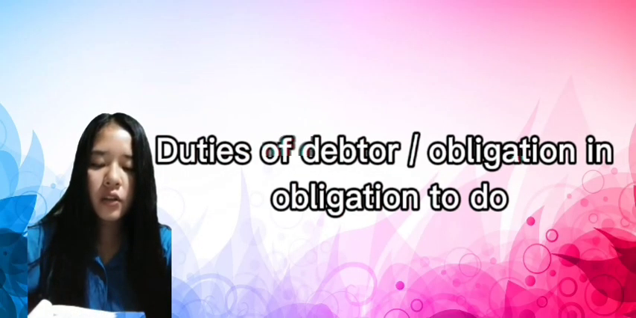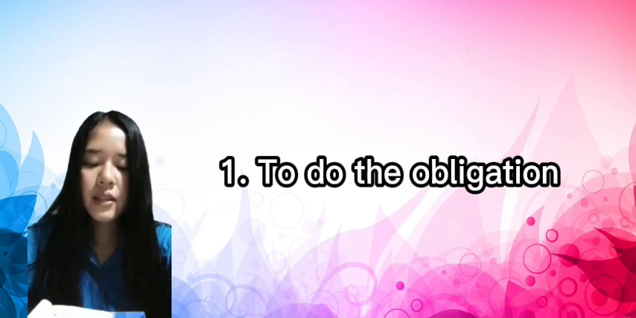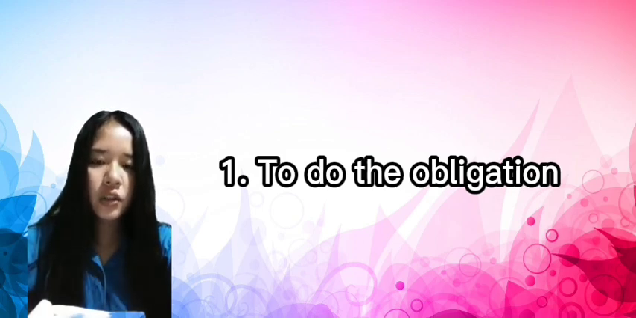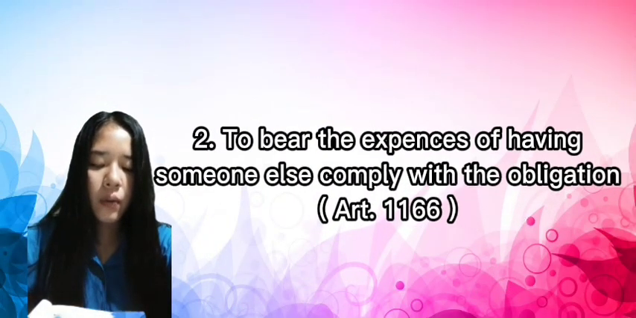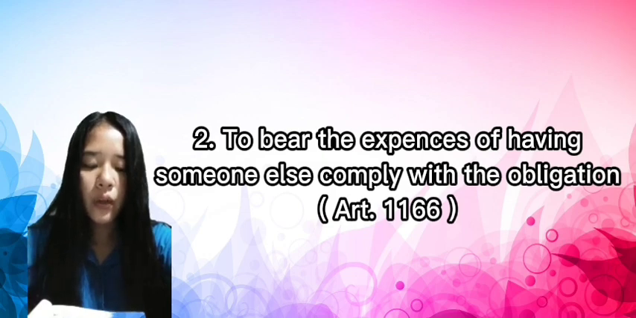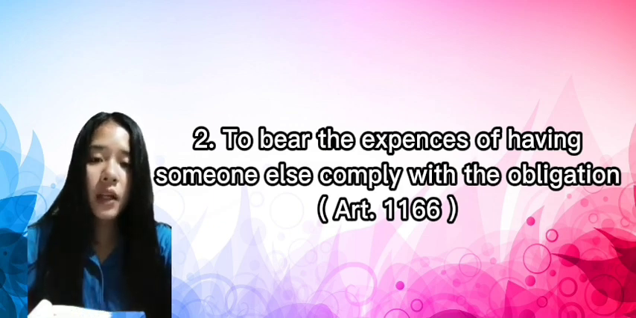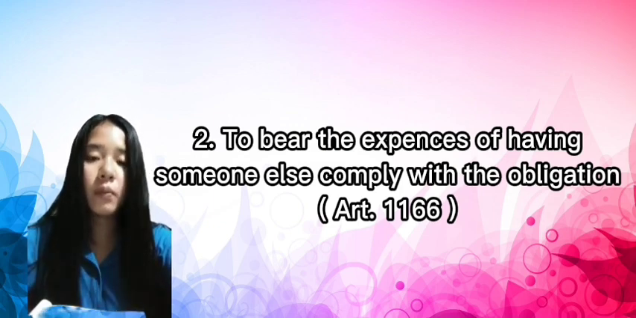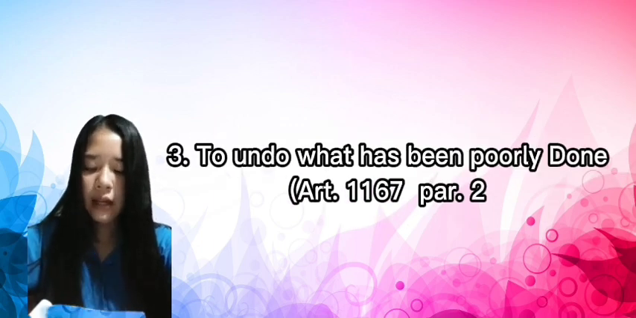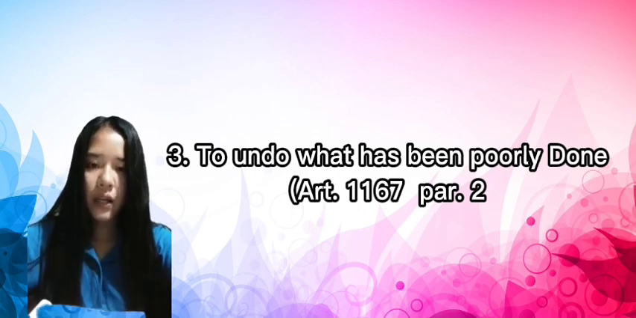Duties of debtor or obligor in obligation to do. Number 1, to do the obligation. We must perform our obligation by taking action or delivering the right to a person. Number 2, to bear the expenses of having someone else comply with the obligation, Article 1167, Part 1. Number 3, to undo what has been poorly done, Article 1167, Part 2. The debtor, hindi niya nagawa ang kanyang obligasyon.